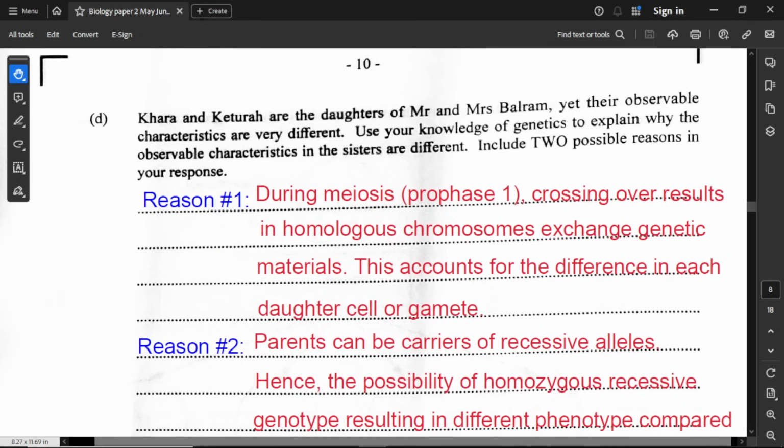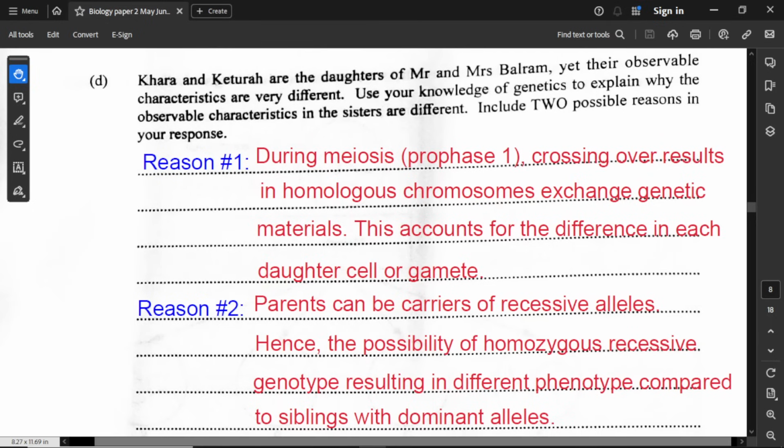So part D says Kara and Keturah are daughters of Mr. and Mrs. Balaram, yet their observable characteristics are very different. Use your knowledge of genetics to explain why the observable characteristics in the sisters are different. Include two possible reasons in your response. And I'll just give you the reasons with the explanation one time.